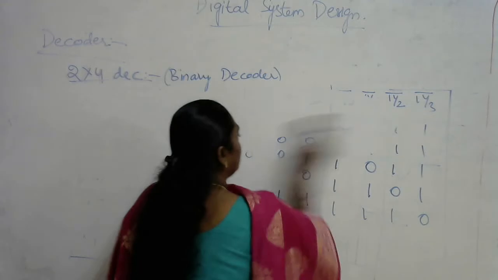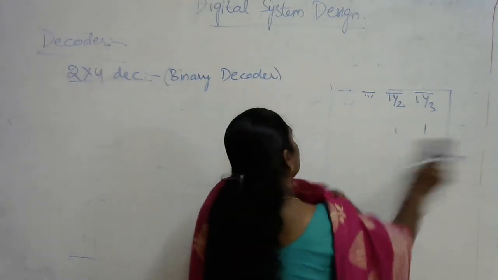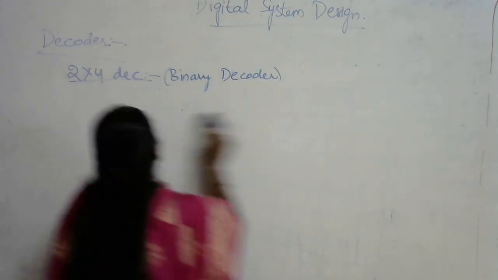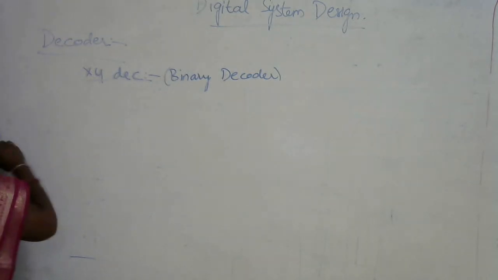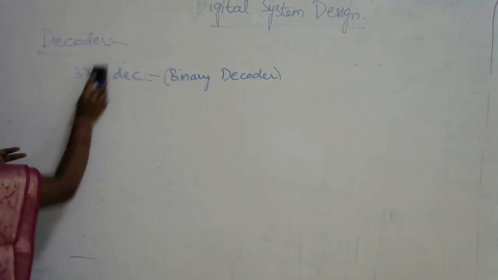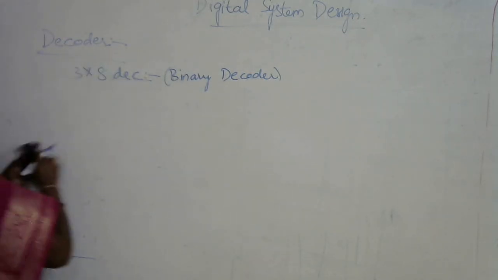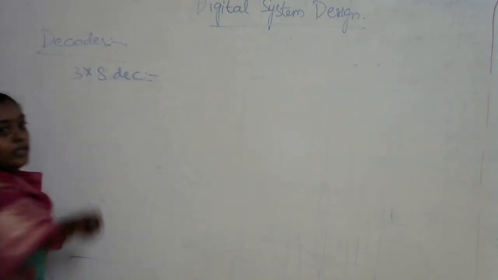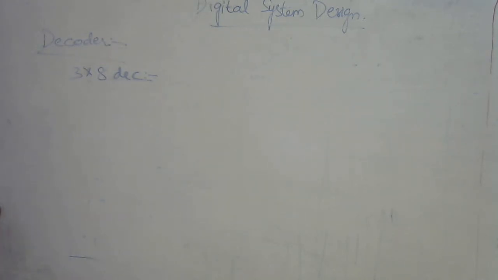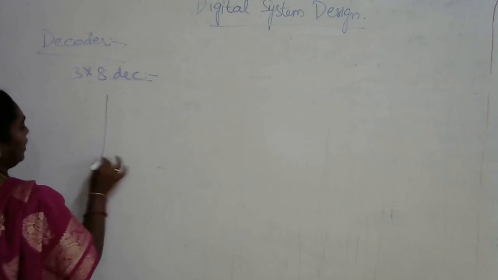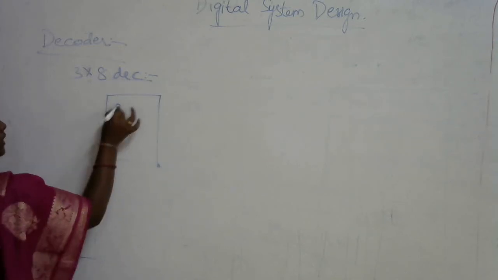Similarly, let me see the next type of decoder, which is the 3 by 8 decoder. In case of a 3 by 8 decoder, the number of inputs is 3 and the number of outputs is 8. So, it consists of 3 inputs followed by 8 outputs. Let me assume that those 3 inputs are A, B and C. Here I am drawing a block diagram of a 3 by 8 decoder.